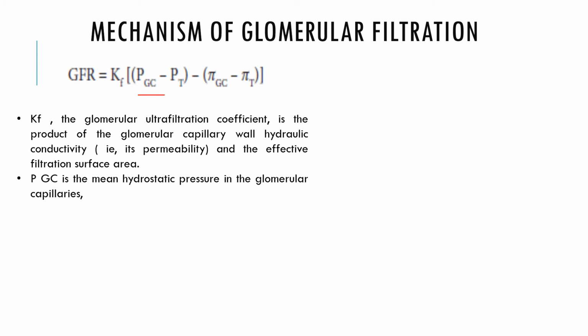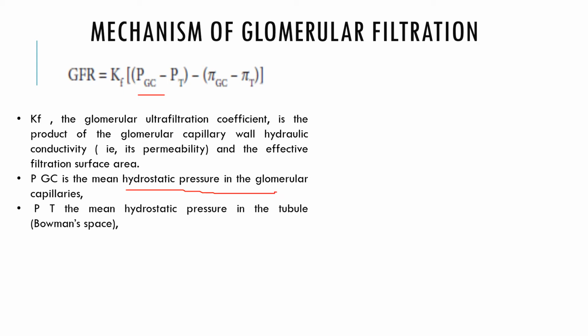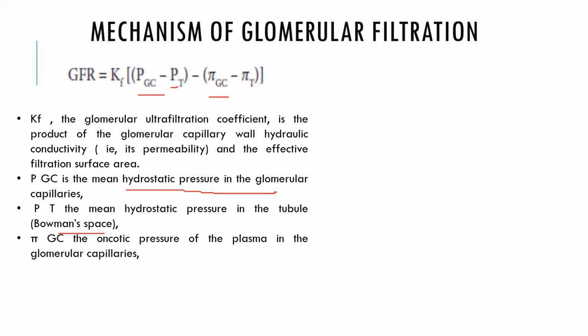Now come to the PGC. This is the mean hydrostatic pressure of the glomerular capillary. Then there is the PT, the mean hydrostatic pressure in the tubules or the Bowman space. Then pi GC is the oncotic pressure of the plasma in the glomerular capillaries, and pi T is the oncotic pressure of the filtrate in the tubule or in the Bowman space.